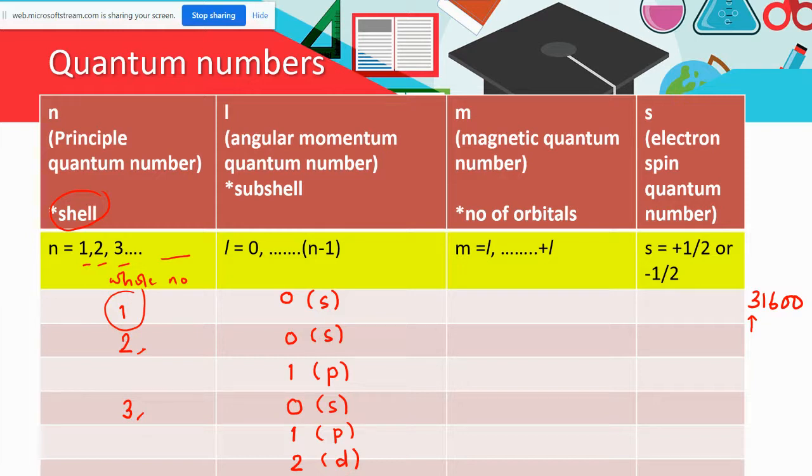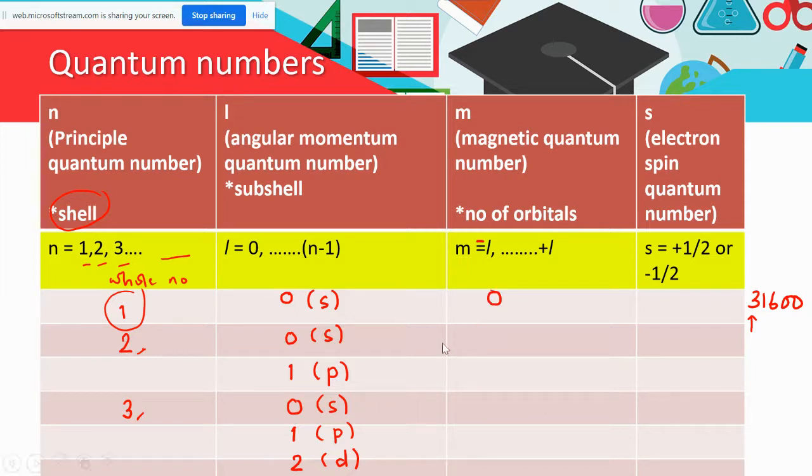Alright? Okay, now, let's have a look at the magnetic quantum number, M. How do we get the M numbers? M starts with negative L until positive L. Now, in this case, look at the 0 here. What are the M values? Okay, 0 starts with negative. Remember, this is the L value. So, from negative 0 until positive 0, it's just 0, right?